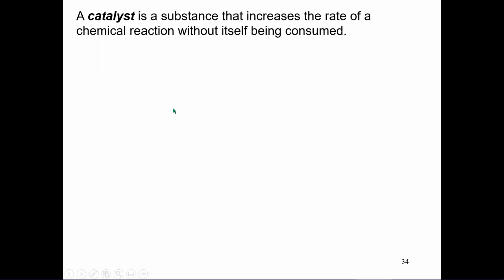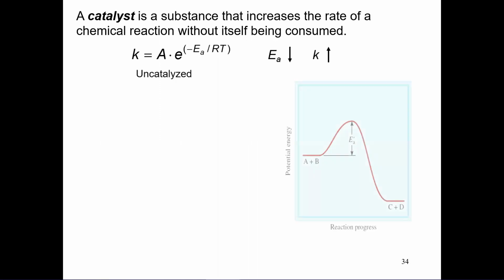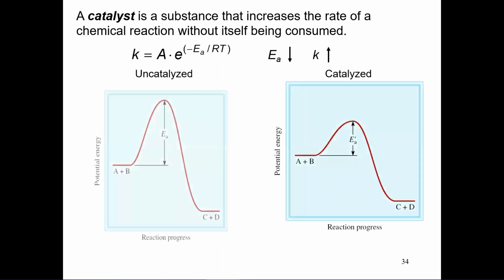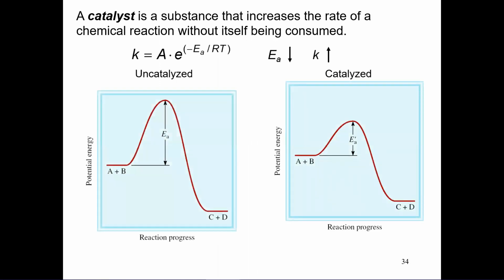Okay, a catalyst speeds up a reaction without itself being consumed. You have that relationship: as the activation energy goes down, the K goes up. You have uncatalyzed and catalyzed there. So essentially the catalyzed one has an activation energy that's less than the other one.